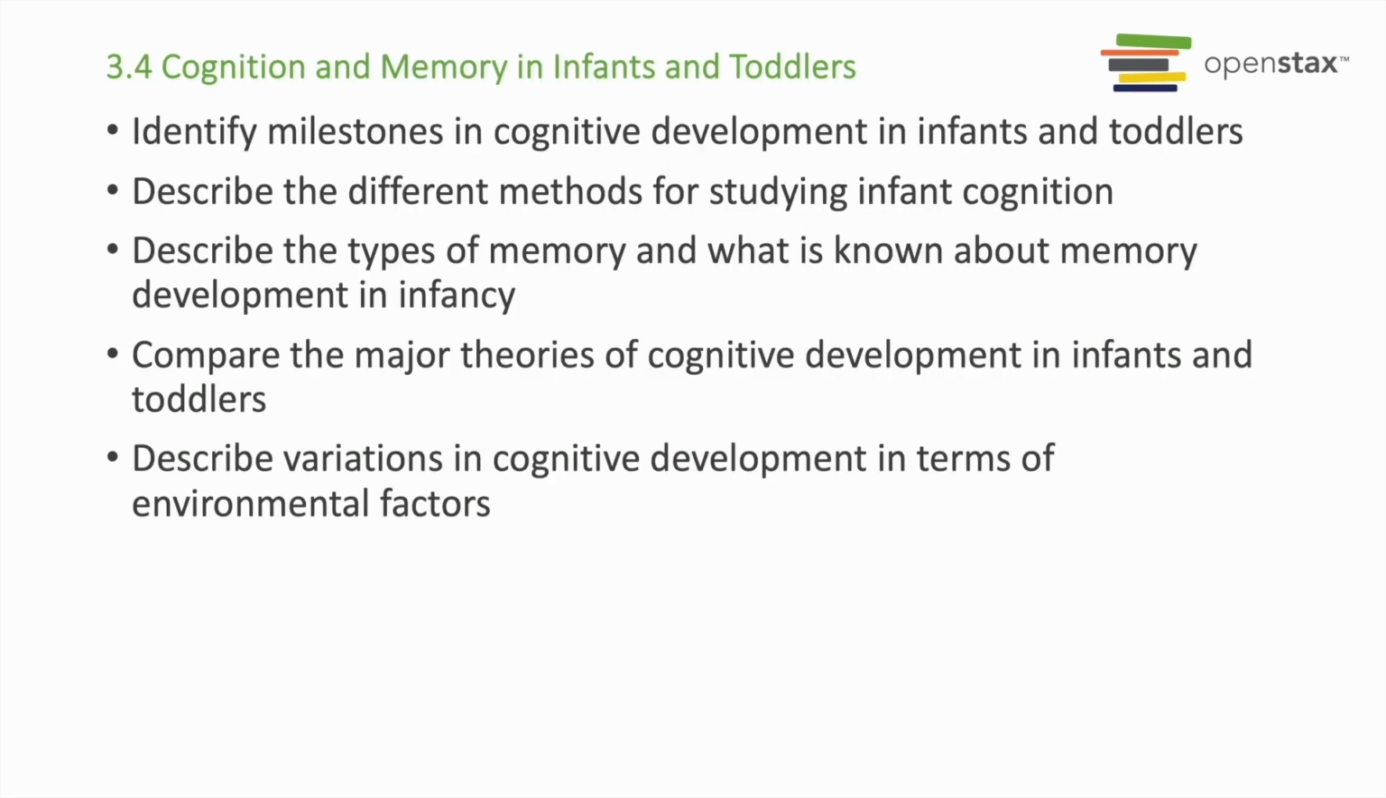Section 3.4, Cognition and Memory in Infants and Toddlers. We're going to identify milestones in cognitive development in infants and toddlers. Describe the different methods for studying infant cognition. Describe the types of memory and what is known about memory development in infancy. And compare the major theories of cognitive development in infants and toddlers, as well as describe variations in cognitive development in terms of environmental factors.